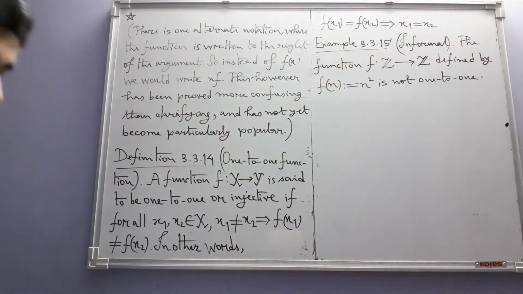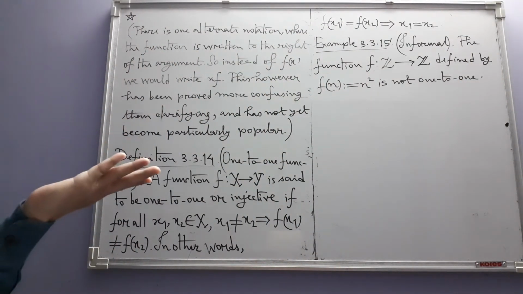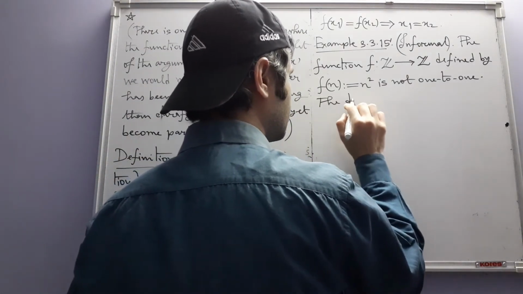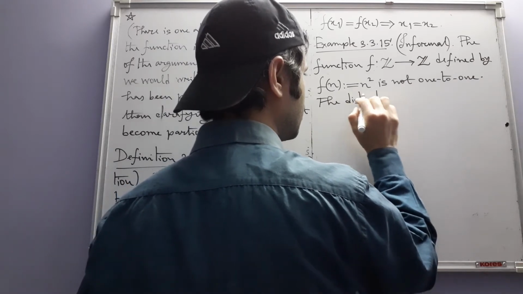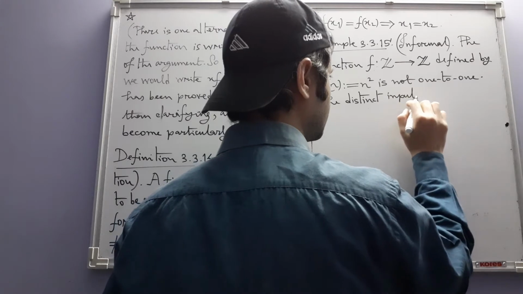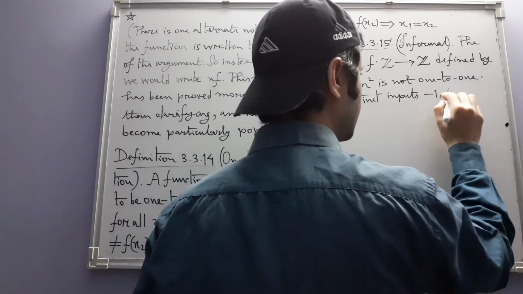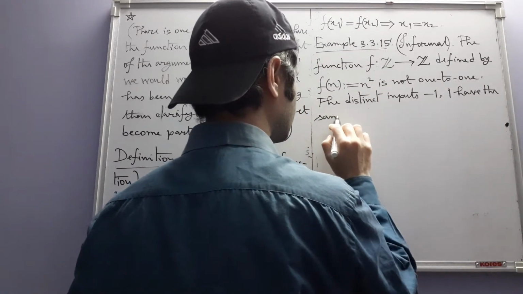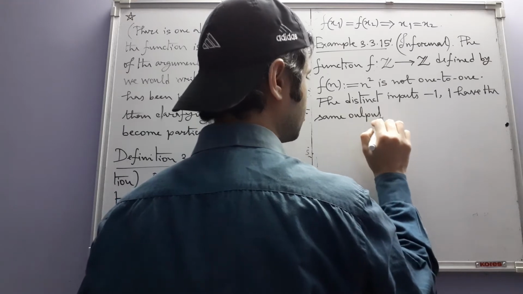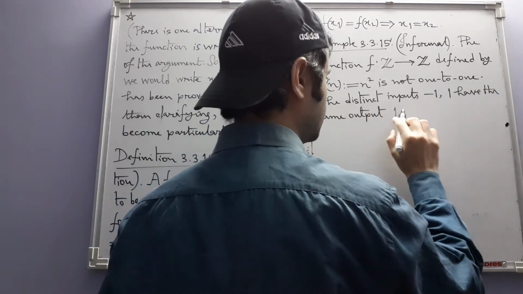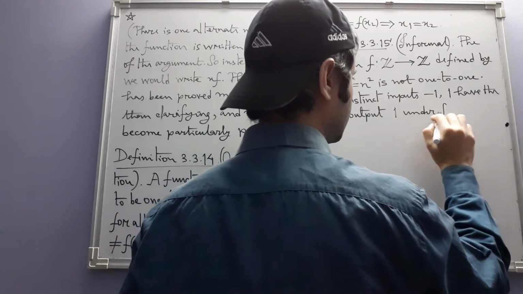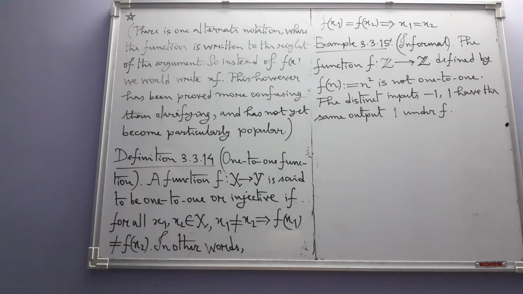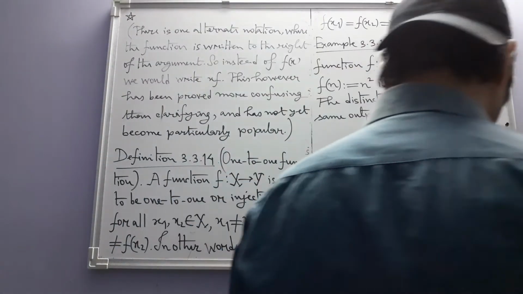This function is not one-to-one because you can understand why it's not. The distinct inputs -1 and 1 have the same output 1 under f, because square of minus 1 is 1, square of 1 is also 1. So this is not one-to-one.